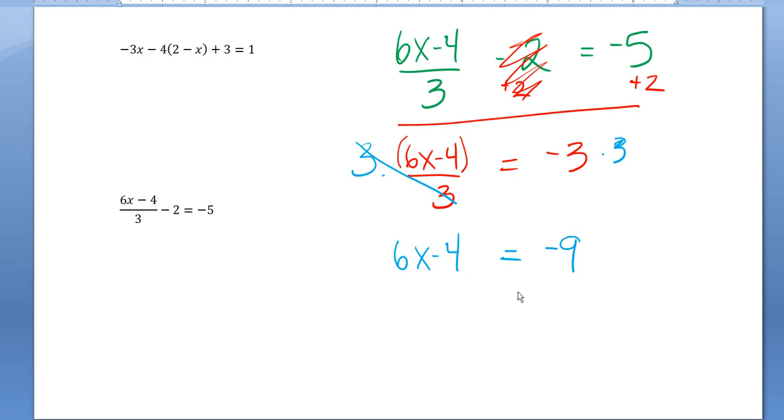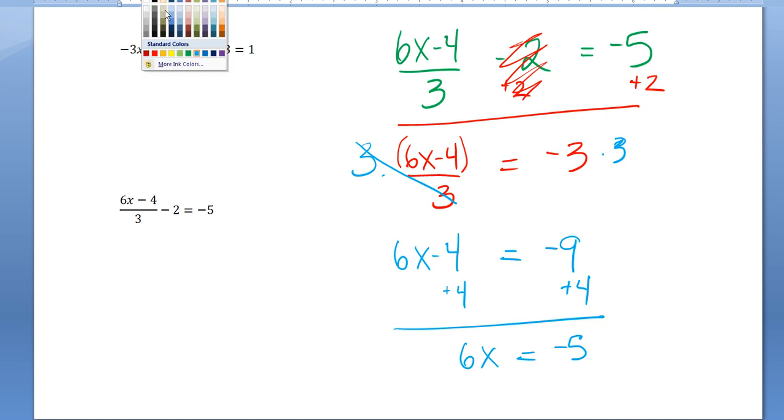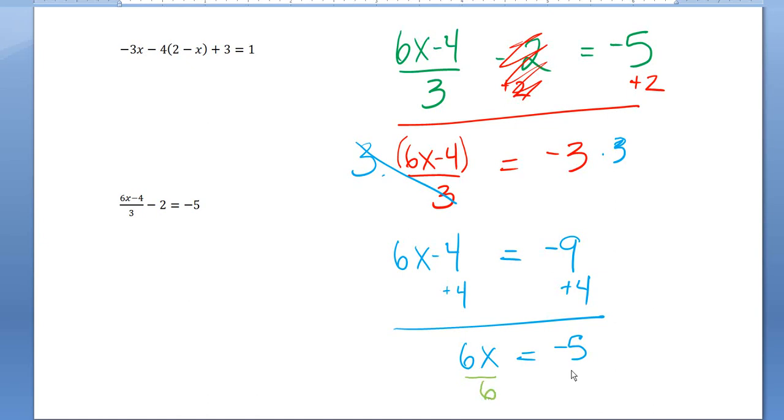Okay, now I'm going to keep working to get x by itself. I am going to undo subtraction before I undo multiplication because we're going in opposite order of operations here. So I will get rid of the subtract 4 by adding 4. I'm left with 6x equals -5. Now I can undo this multiply by 6 with a divide by 6. 6 over 6 makes 1, and I am left with x equals -5/6.